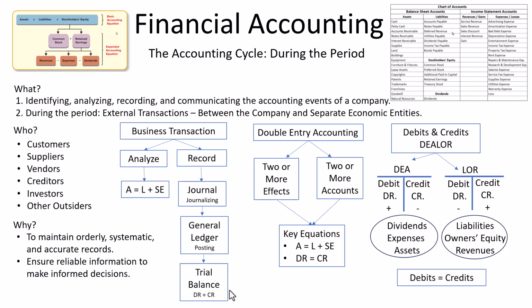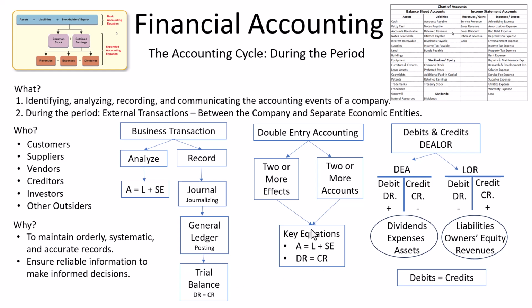That's it. That's what this chapter is all about. The accounting cycle starts with transactions, followed by analysis and journalizing, followed by posting to the general ledger, and then summarized with the trial balance. Using the double entry accounting system helps businesses maintain an orderly, systematic, and accurate recording of all financial transactions, enabling them to generate reliable financial statements and make informed decisions.